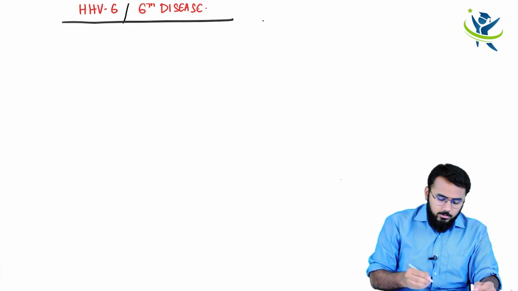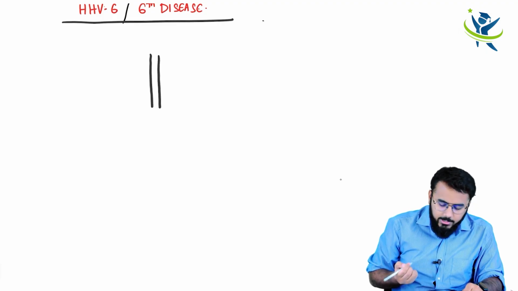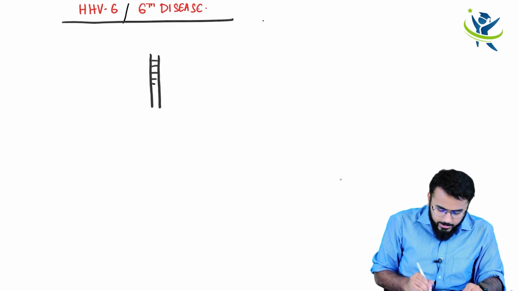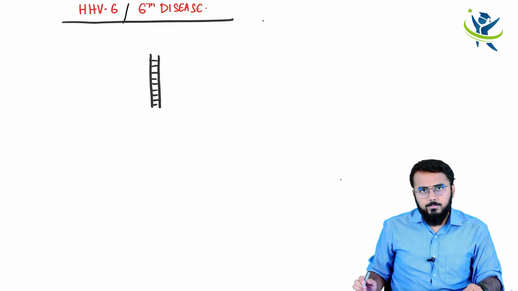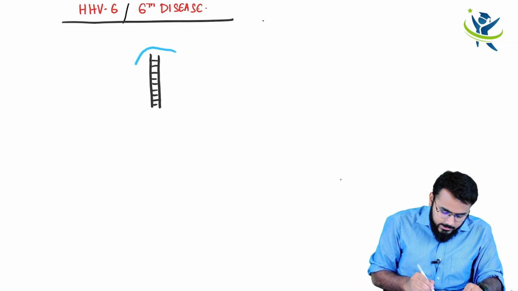So what did I just tell you? I told you that it has a linear DNA, the DNA is straight, right? And by the way, it has two strands, so it is double stranded DNA. And this DNA is encircled in this way. It means this DNA is enveloped.